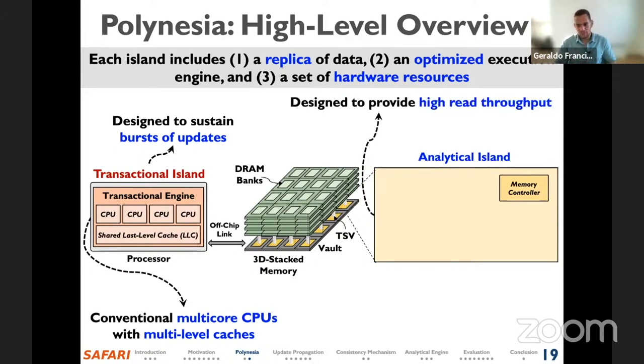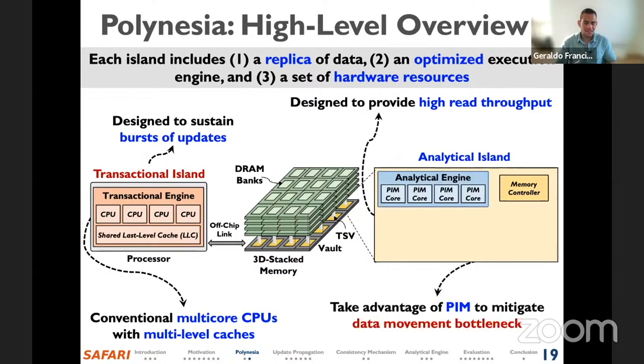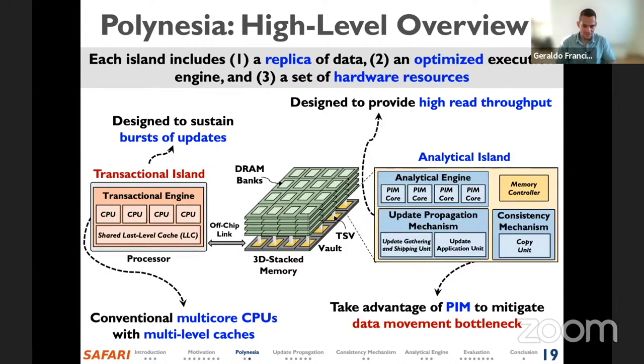Thus, the analytical islands leverage simpler processing-in-memory cores that can mitigate the data movement caused during analytical processing. We co-design algorithms and hardware units that can efficiently maintain data consistency and data freshness in the analytical islands. Next, I'm going to describe the design of our consistency and data freshness mechanisms in detail. So we are going to start with the update propagation mechanism.